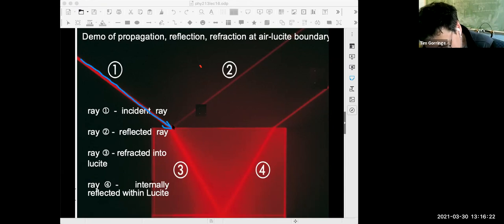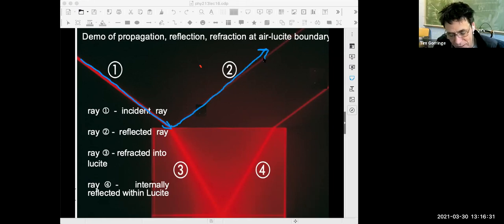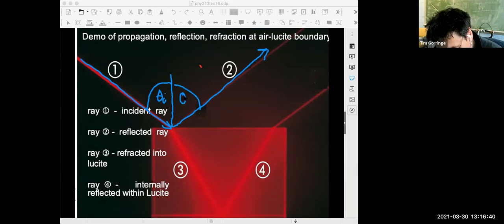Now, when it strikes the glass block, in reality, two things in general happen. There's reflection. And so here's the reflected ray. That's ray number 2. And as we know, that's described by the law of reflection. That's where these two angles, measured with respect to the normal, are equal to one another. Theta incident equals theta reflected. Then there's a refracted ray. Here it is.